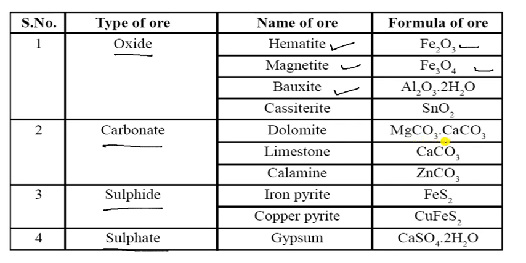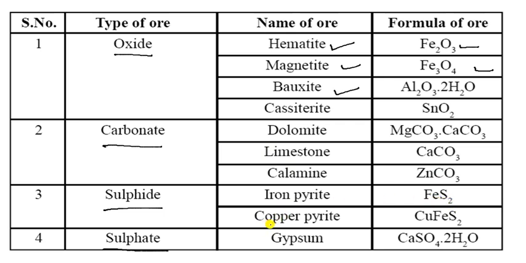The second type is carbonate, that is dolomite. Dolomite formula is MgCO3.CaCO3. Limestone is calcium carbonate, the ore of calcium. Calamine is zinc carbonate, ZnCO3. These are the carbonates and these are the sulfides.